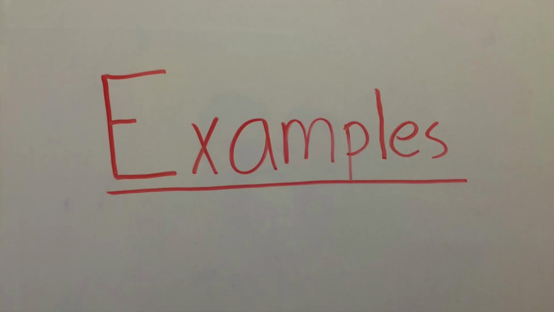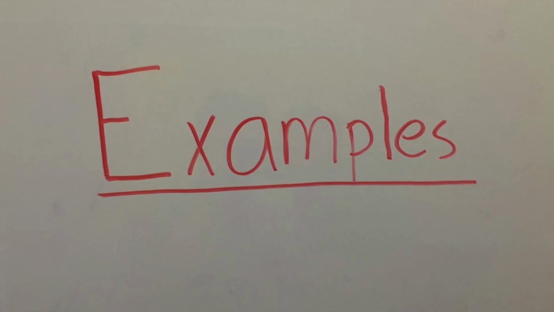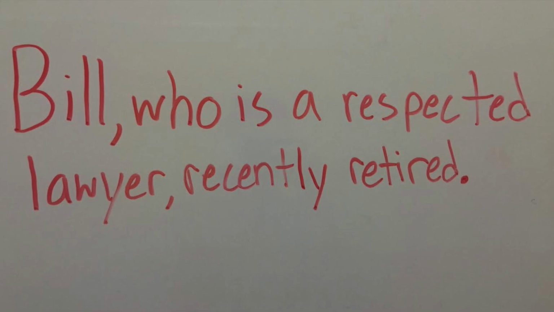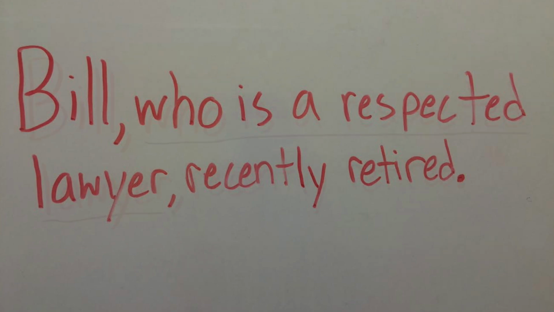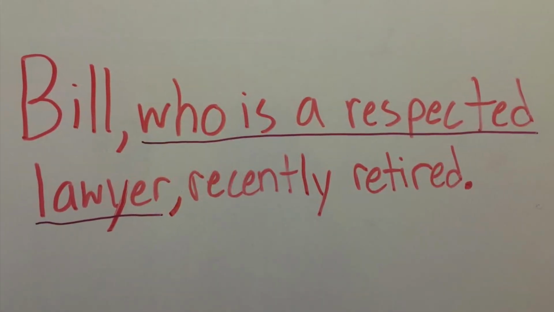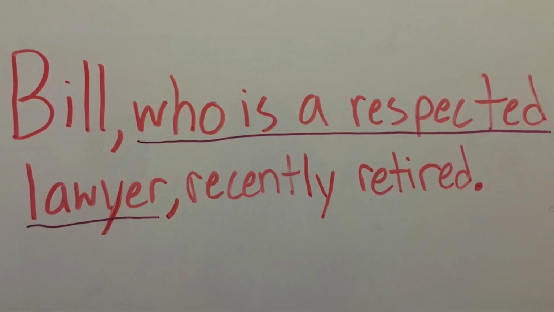Now it's time to work through some examples. We'll first look at a correct example of comma usage with non-restrictive and non-essential clauses. Example 1. "Bill, who is a respected lawyer, recently retired." In this example, the non-restrictive clause is "who is a respected lawyer." This clause adds additional information for the reader, but by removing it, it wouldn't affect the meaning of the sentence.